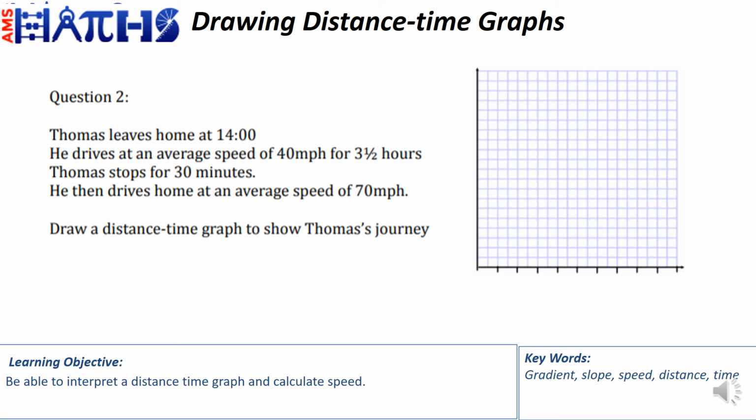Alright, so it says Thomas leaves home at 4 p.m. He drives at an average speed of 40 miles per hour for 3.5 hours. So we need to work out how far he gets with that speed over that time.